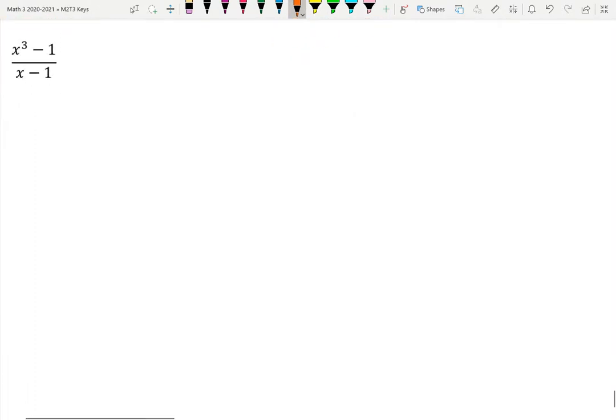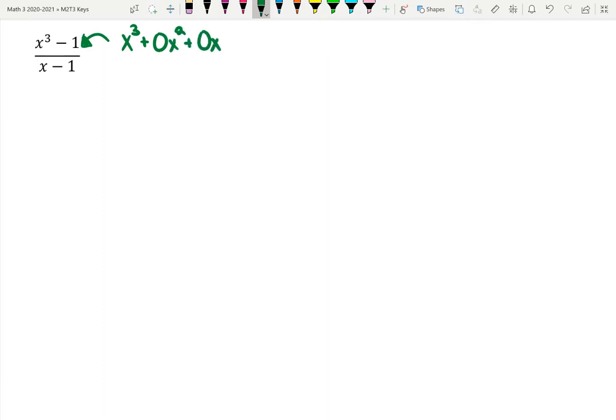This last guy I wanted to look at, and basically you should get the idea that by factoring the top, it should look like the denominator has an x minus 1. So I'm actually going to use this fact to my advantage. Now I'm going to remember that the numerator is x to the third plus 0x squared plus 0x minus 1 divided by x minus 1. What I'm going to do to factor this guy is use long division.